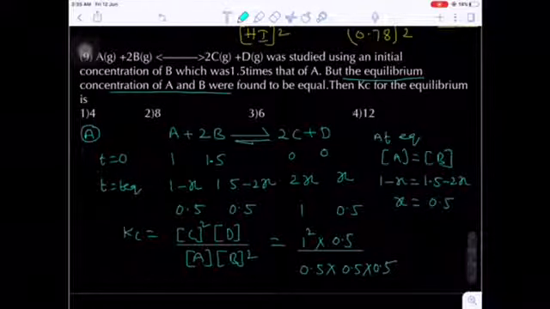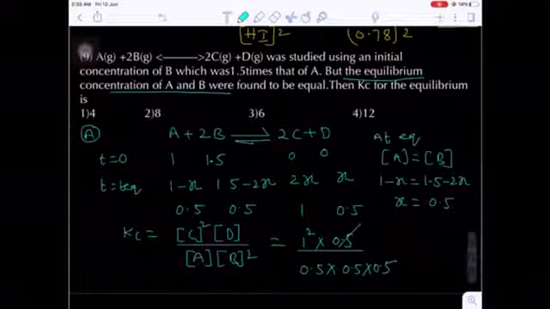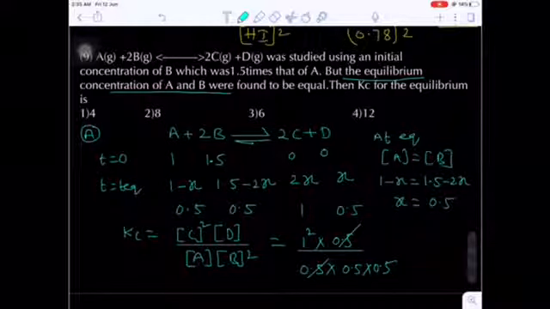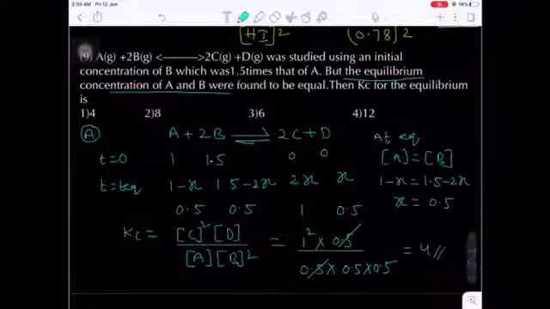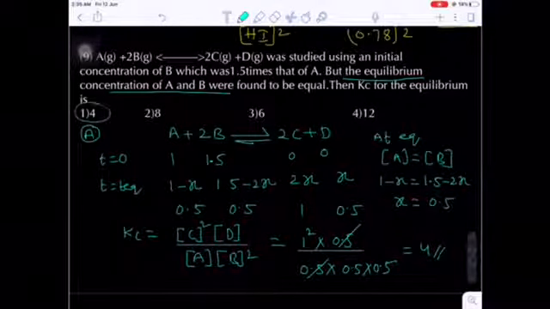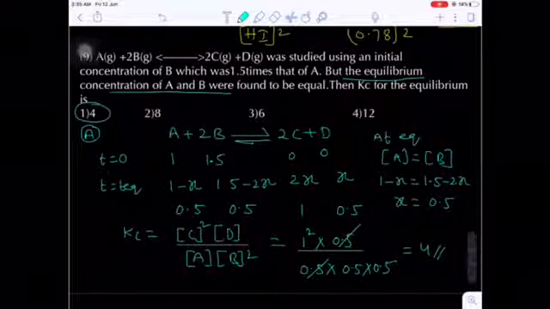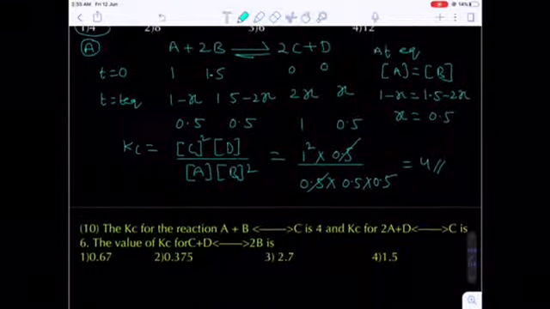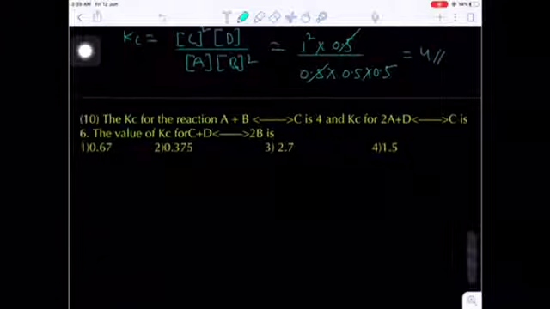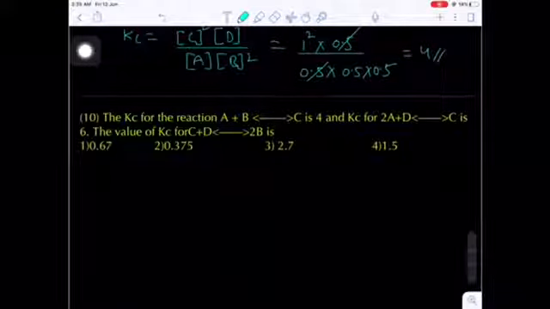0.05. Are you getting my point? Now here 0.5, 0.5 gets cancelled. This becomes 1 by 2, 1 by 2 means 1 by 4, so you will get the final answer as 4. Final answer is 4. Okay, now come to the next problem.